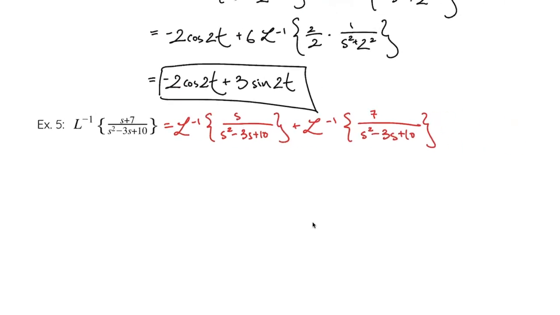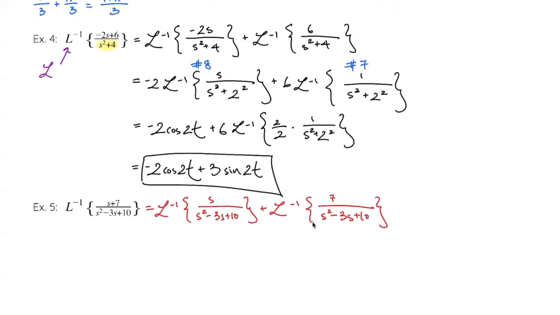But the thing that makes 5 different from 4 is indeed this denominator, right? Before, in number 4, I had s squared plus a squared, and that is exactly what I have on the table, s squared plus a squared. But here, in number 5, I have a quadratic, but it has a linear term. Right? It's not just s squared plus a constant. There's a linear term as well. And when I look on the table, I don't see any quadratic denominators with a linear term, okay?